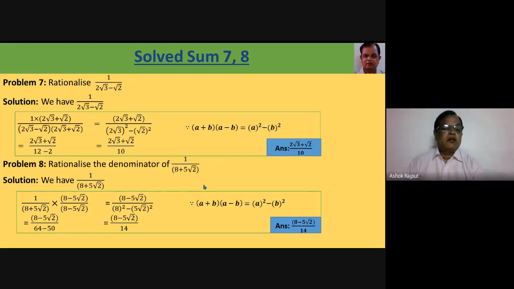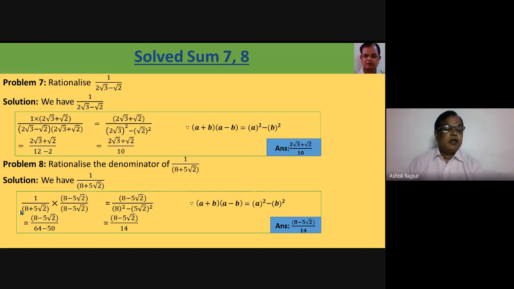The rationalization method is the same, but the question may be different. Rationalize the denominator of 1 by 8 plus 5 root 2. It works in this also the same, because here it is positive. So we will change the sign and multiply both numerator and denominator: 1 by 8 plus 5 root 2 into 8 minus 5 root 2 by 8 minus 5 root 2.